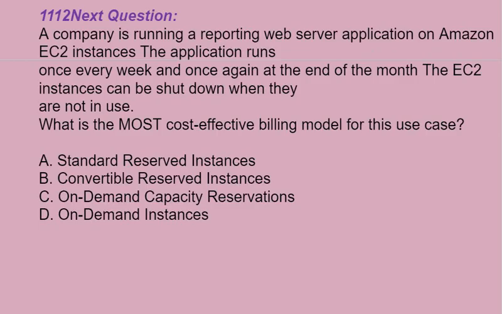Question is, a company is running a reporting web server application on Amazon EC2 instances. The application runs once every week and once again at the end of the month. The EC2 instances can be shut down when they are not in use. What is the most cost-effective billing model for this use case? Option A, standard reserved instances. Option B, convertible reserved instances. Option C, on-demand capacity reservations. Option D, on-demand instances. Correct answer is option D.